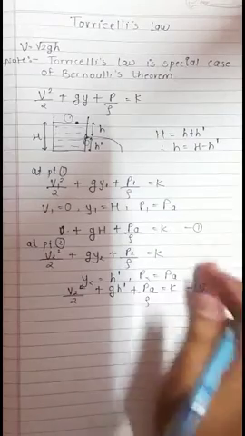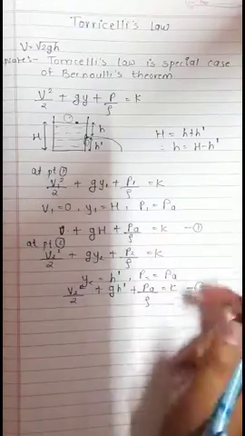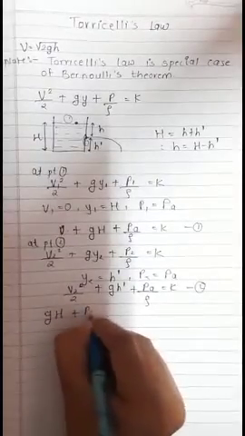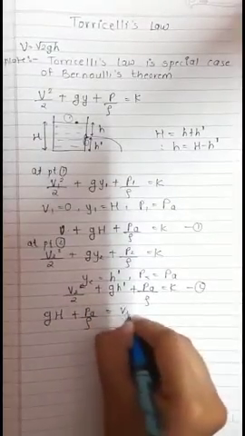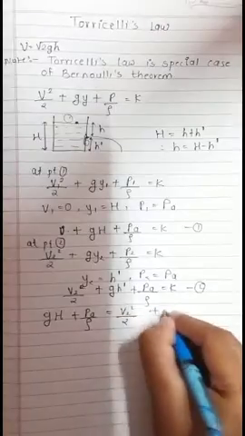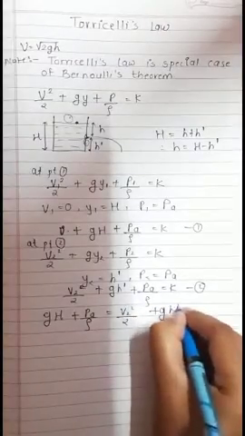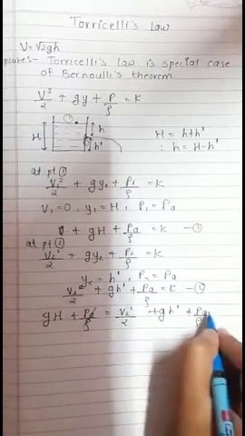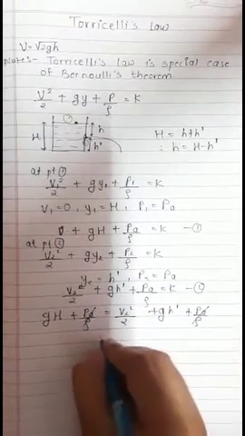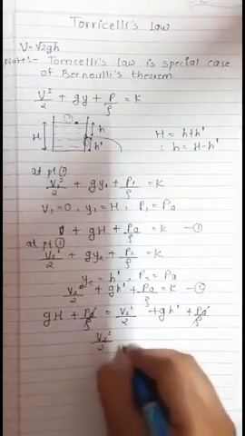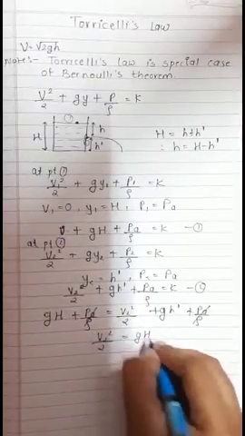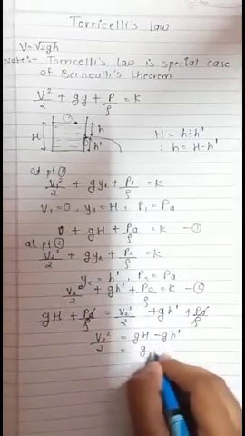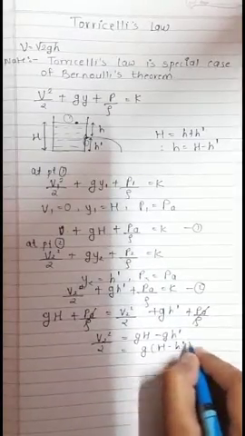We can compare equations 1 and 2 as their RHS are the same. So gH plus atmospheric pressure upon rho equals v2 squared upon 2 plus gh dash plus atmospheric pressure upon rho. We can cancel these two terms from both sides. So the remaining is v2 squared upon 2 equals gH minus gh dash. Let's take out the common acceleration due to gravity, g times H minus h dash.